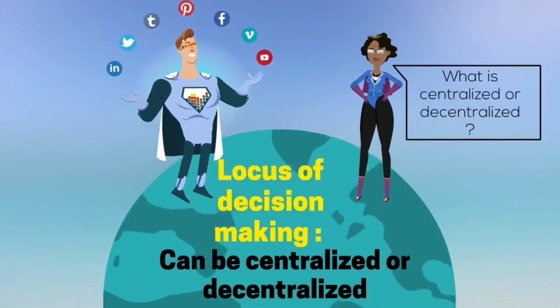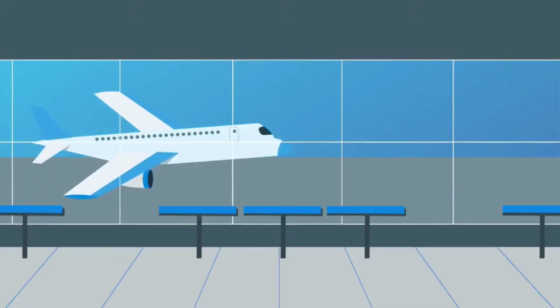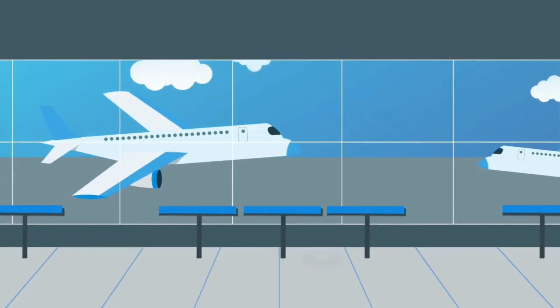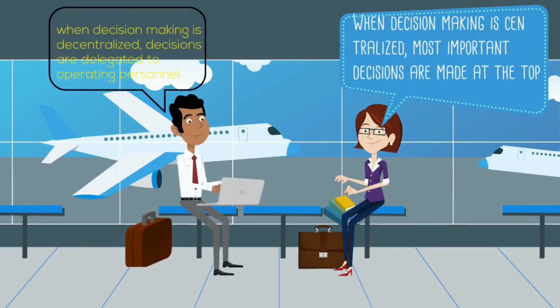What is centralized or decentralized? When decision making is centralized, most decisions are made at the top, and when decision making is decentralized, decisions are delegated to operating personnel.